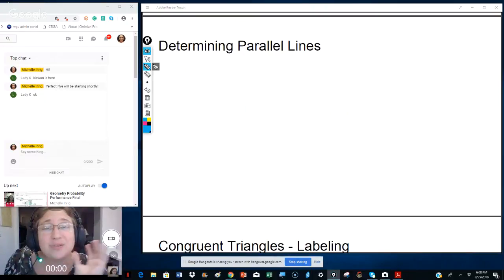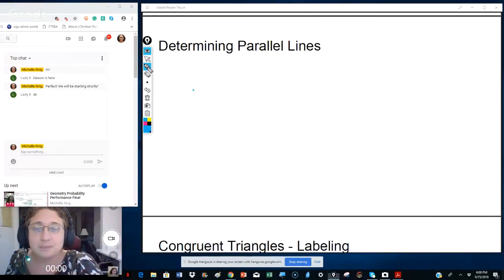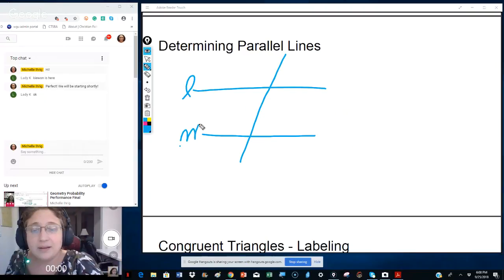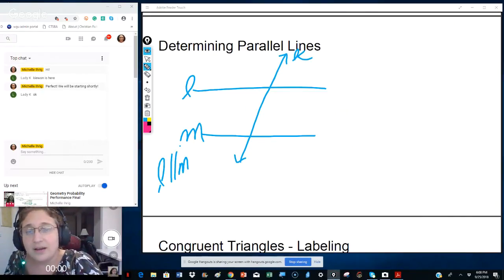Another question in your test deals with determining parallel lines. Now, a couple things. Here is a set of parallel lines. I know they're parallel, even though they don't look parallel, because I'm going to write L is parallel to M. This right here will be my transversal. Now, the hard part of your test, these things are often labeled, but there's some of them where they're not. This is when it gets catchy.